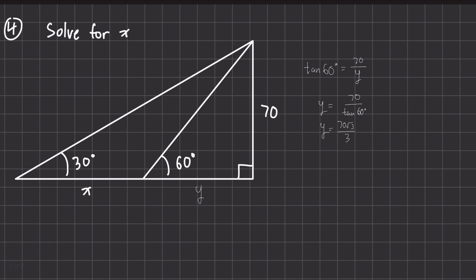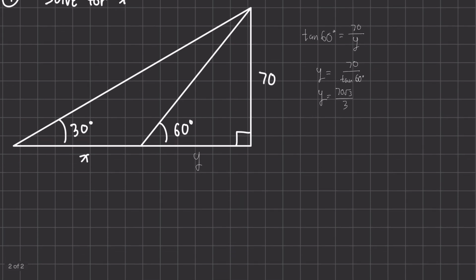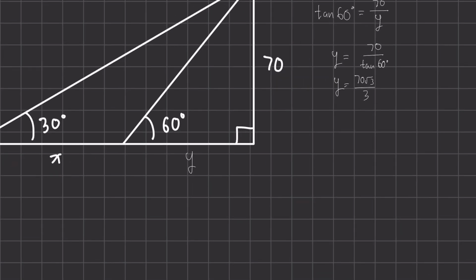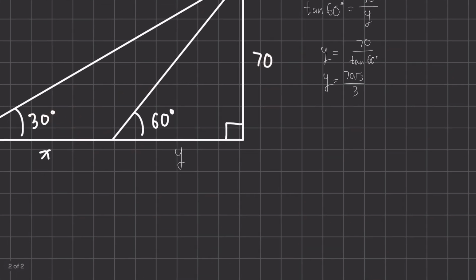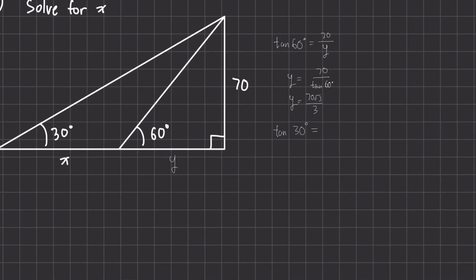Now we can use the other angle and treat this whole triangle as one. So first, we know that the two sides that are involved in this is this side right here and this side right here, using angle 30. So this side is opposite and this side is adjacent. Therefore, again, we must use the tangent function. Tangent 30 is equal to opposite, which is 70 over adjacent, which in this case is x plus y, as we're talking about this entire length.